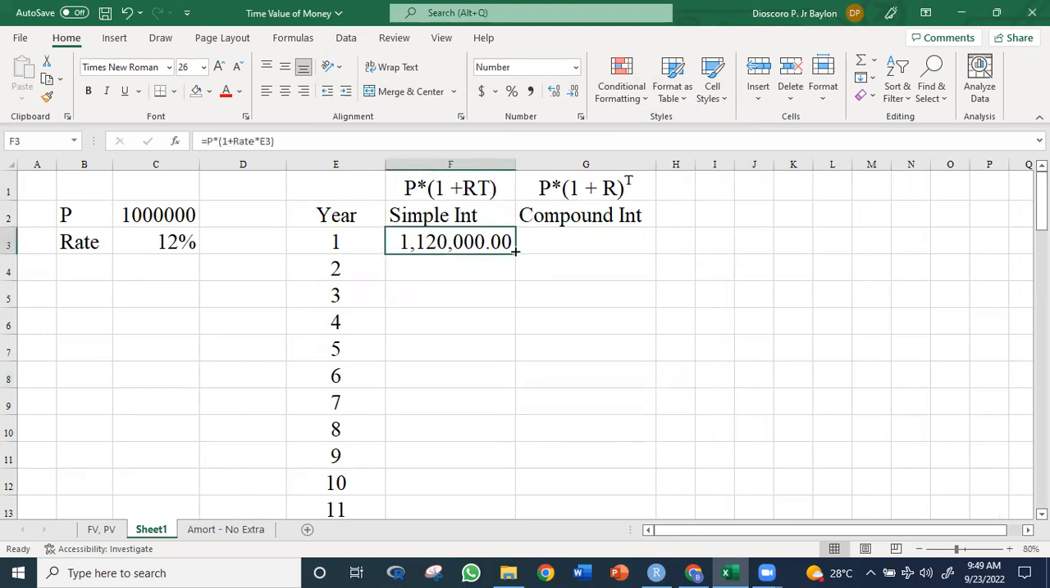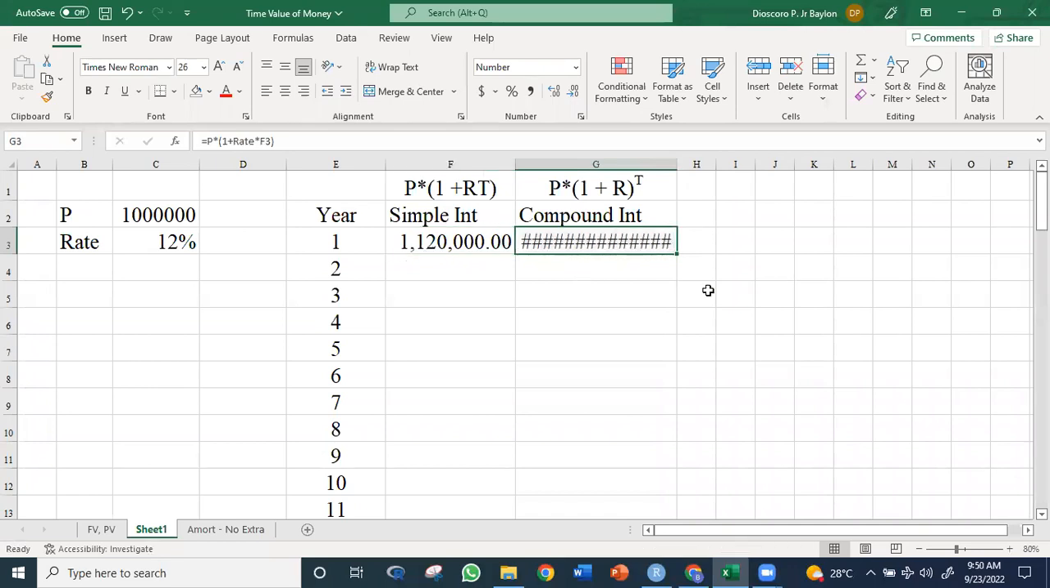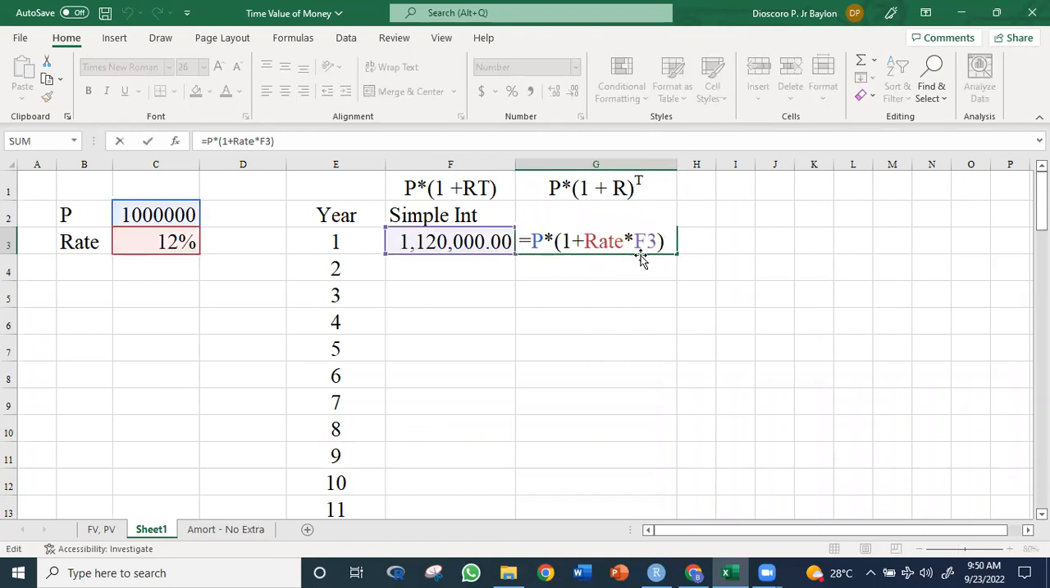But can I copy this to the right? If I copy this to the right, what happens? I'm getting an error term. Why? Because if I flush the formula, so that's P. And by the way, we cannot copy to the right because the formula is 1 plus R raised to the T.